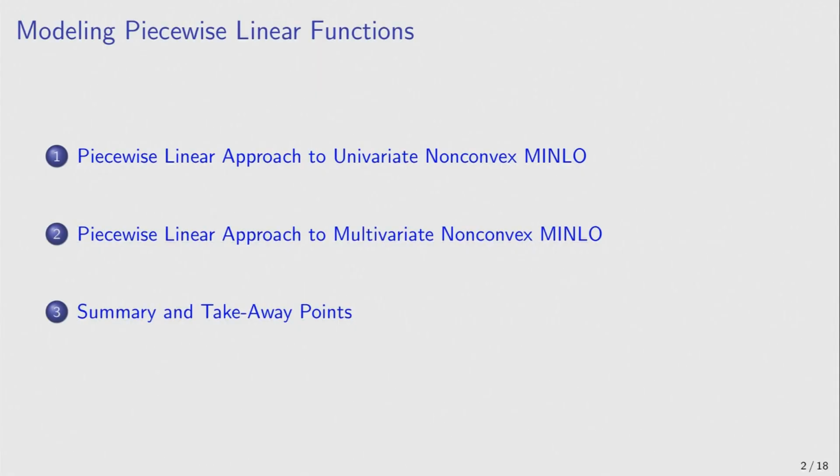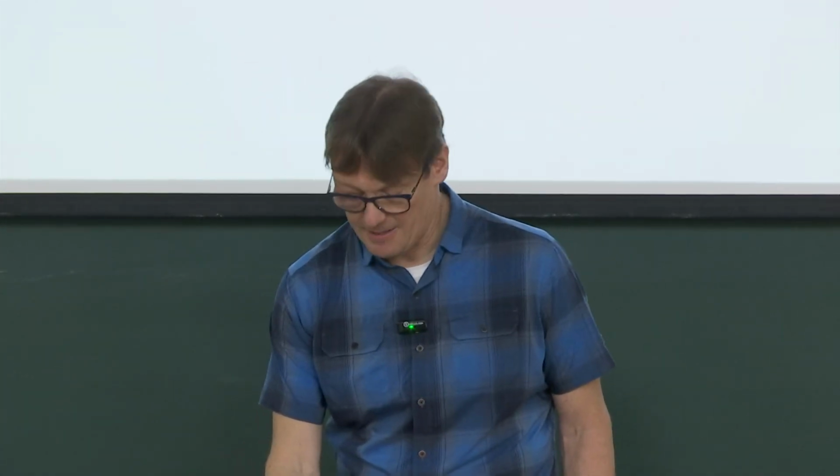So I'll talk about the piecewise linear approach for univariate functions, so functions that depend on one variable, and then also about this approach for multivariate non-convex mixed integer nonlinear optimization problems. And we'll see a first hint as to how one might solve mixed integer nonlinear, non-convex optimization problems potentially.